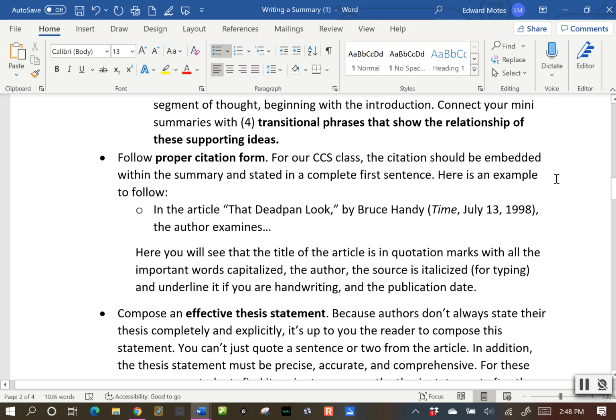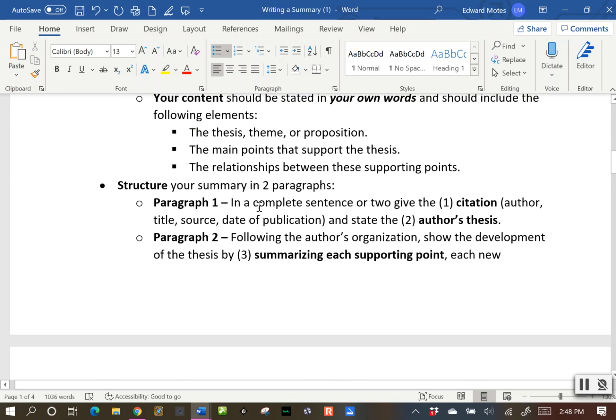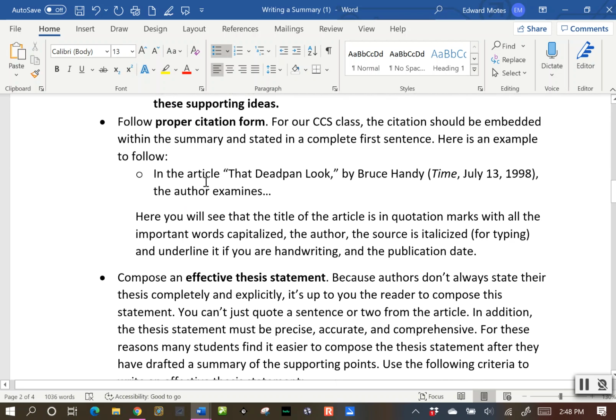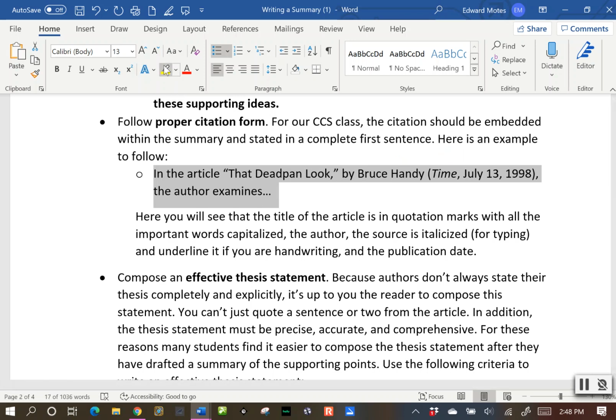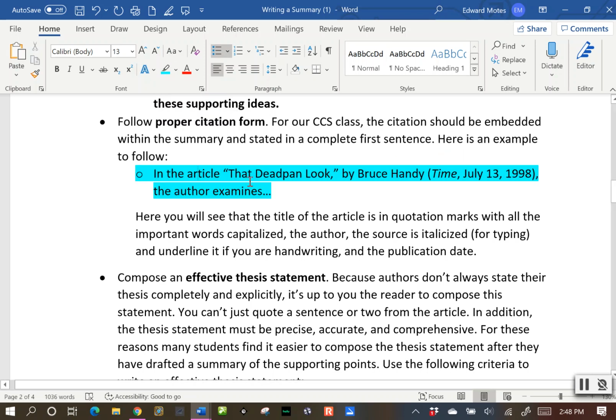Okay? So let's talk about that first paragraph. Here we have citation and author's thesis. Let's talk about the citation. Here's an example of what that looks like. So in the article, "The Deadpan Look," here's the article title. Article titles, you always capitalize the important words, and article titles get put in quotes. By Bruce Handy, here's the author's name. And then in parentheses, they've put Time and they've italicized Time. This is the newspaper magazine it came from.